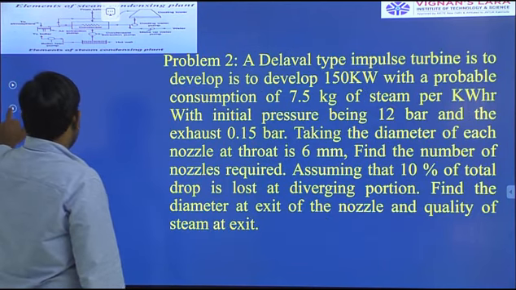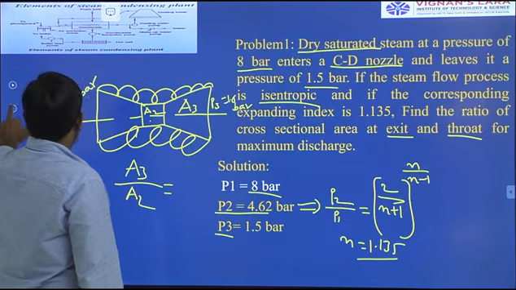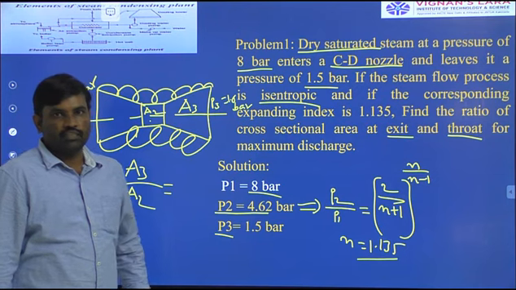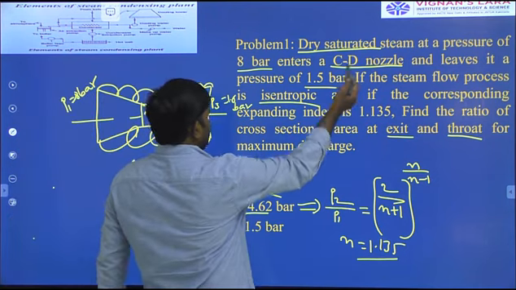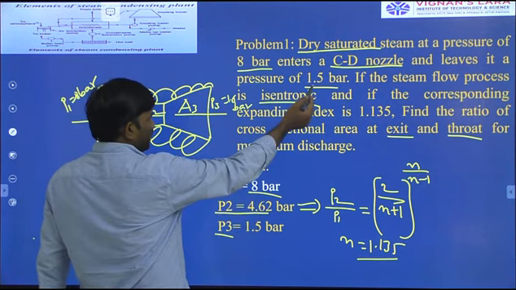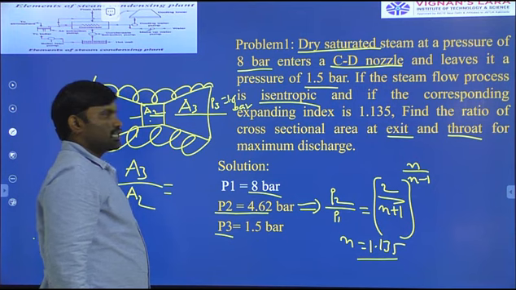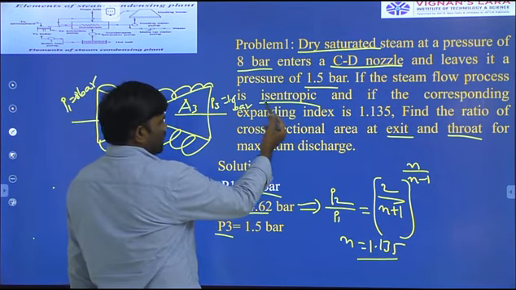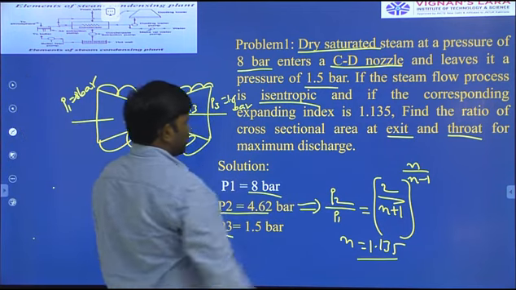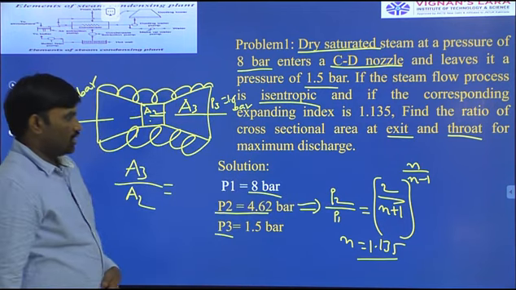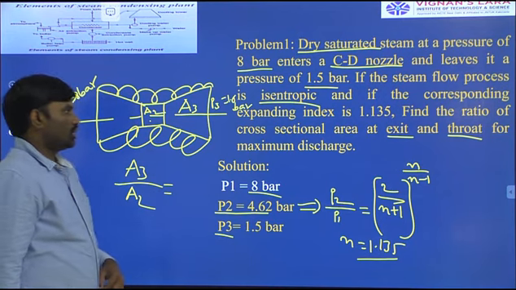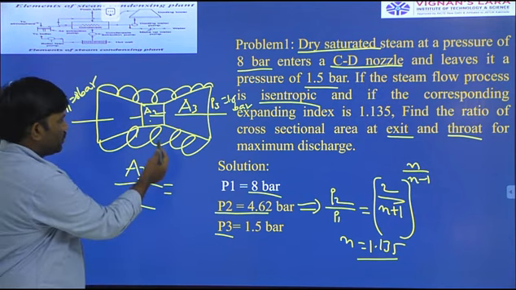Okay, I will repeat again. Please listen. The given problem is: dry saturated steam enters into a converging diverging type of nozzle, and the initial pressure of steam is 8 bar and exit pressure of steam is 1.5 bar, and the expansion takes place inside the steam nozzle, that is, expansion follows an isentropic process. The isentropic index value is 1.135. We have to find the final term, the exit area to the throat area of the nozzle. Exit area is A3 and throat area is A2.